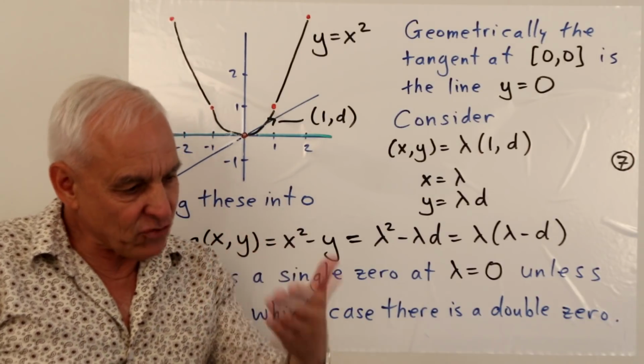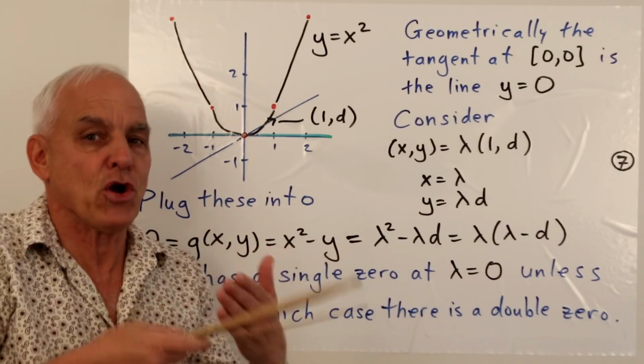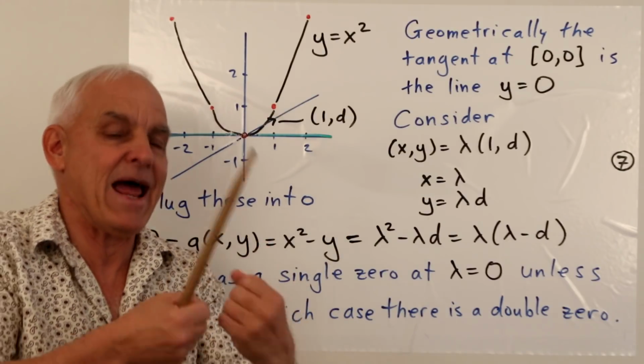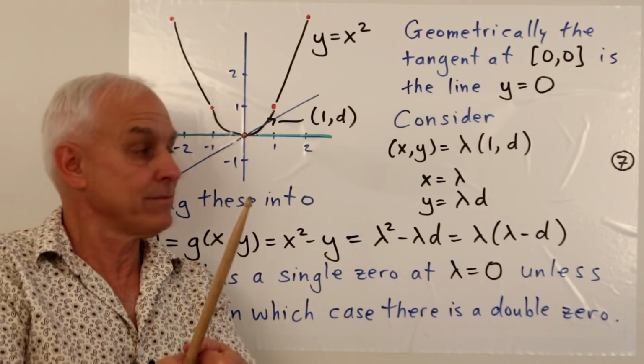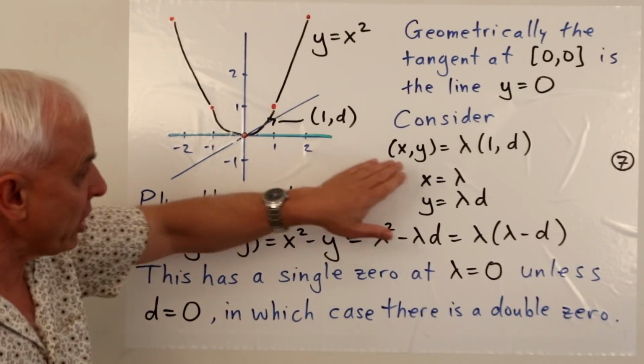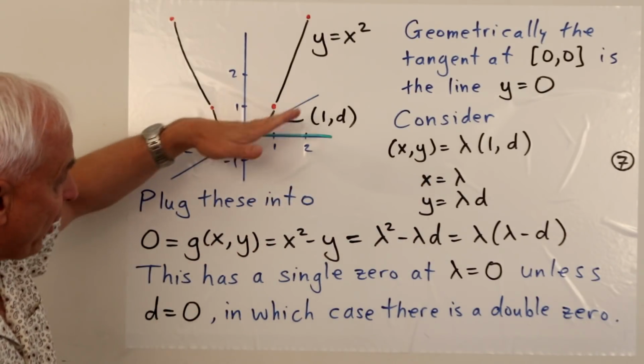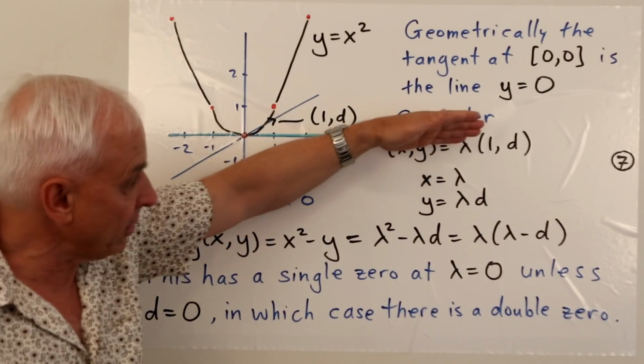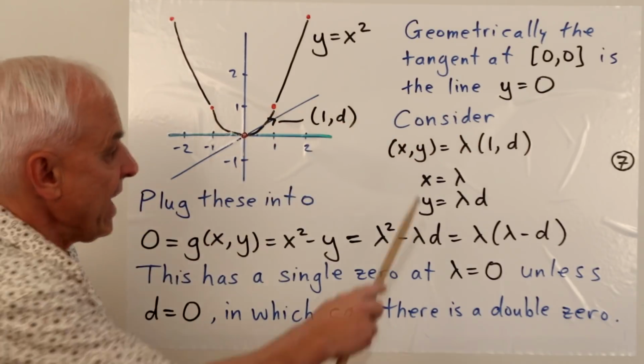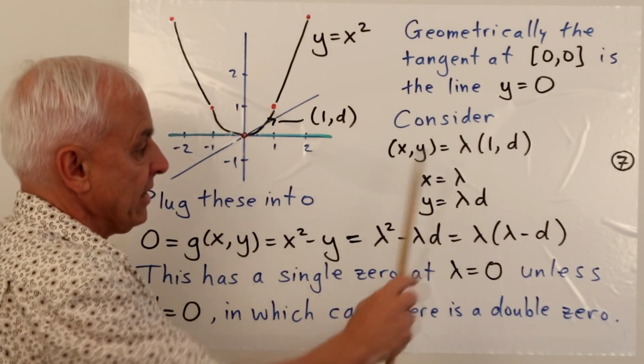So we need something stronger than just meeting the curve at 1 point to get at the notion of tangency. Okay, so let's have a look at this general situation. We're moving in this general direction. (x, y) is lambda times (1, d). So that means x equals lambda and y equals lambda d.